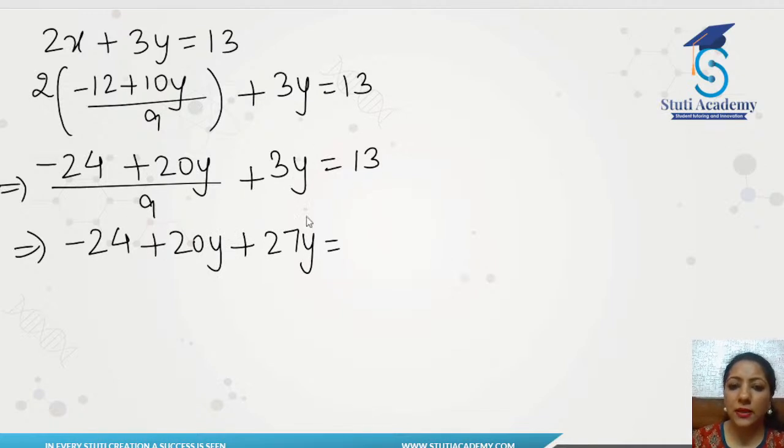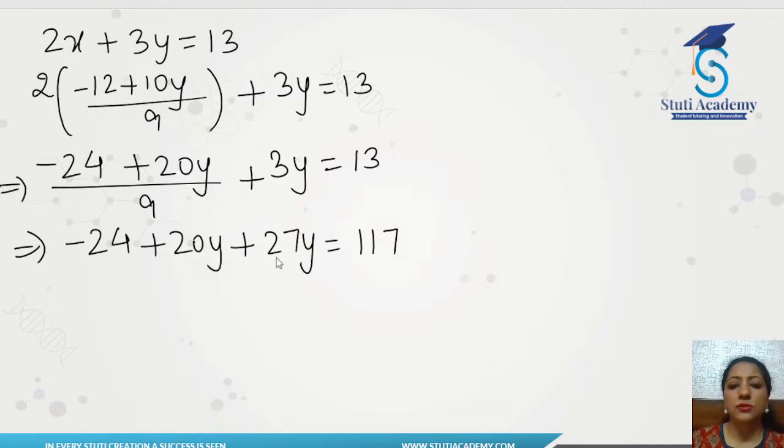Also, I'll multiply this by 9. Basically, I'm multiplying both LHS and RHS by 9. So if I multiply this by 9, 9 in the numerator and denominator will get cancelled. Then we'll get 9 into 3y as 27y and 9 into 13 is 117.